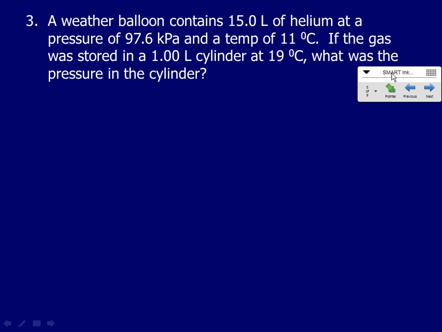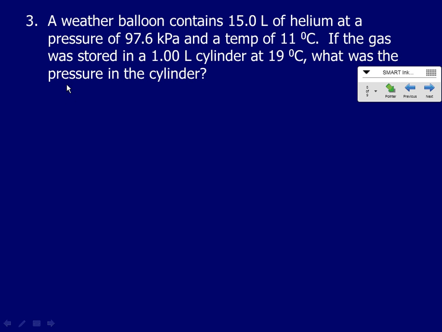It was a 1 liter cylinder, so it's a little guy, only 1 liter, so it may be like a little propane cylinder. It was at 19 degrees, and the question is, what pressure was inside that cylinder if all that gas was jammed into the cylinder? So that's the context for this question.